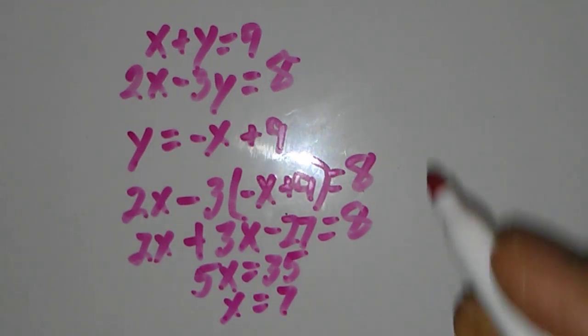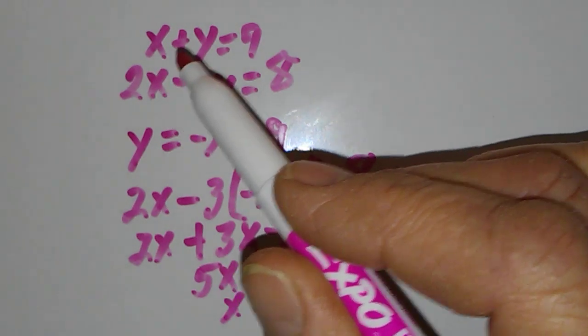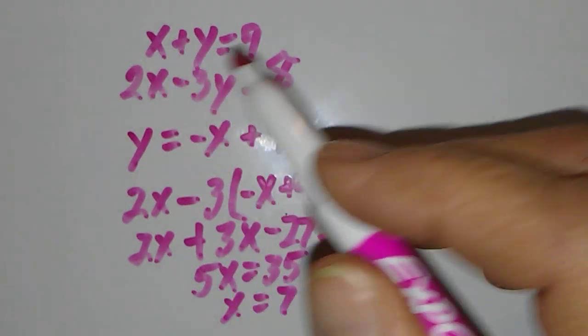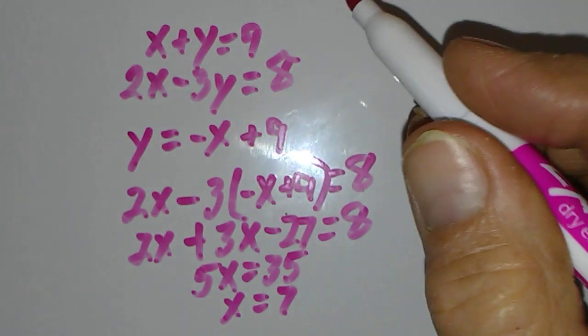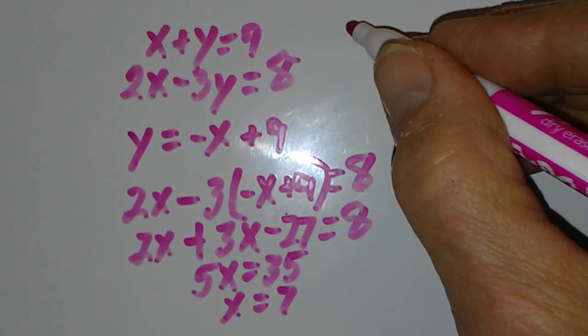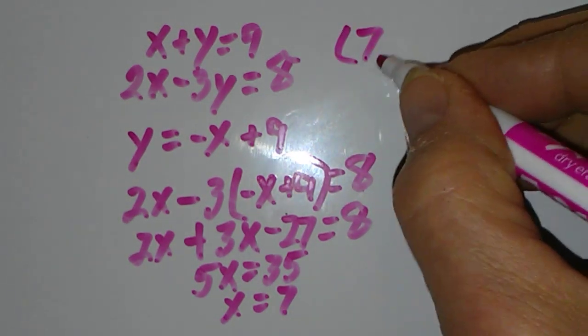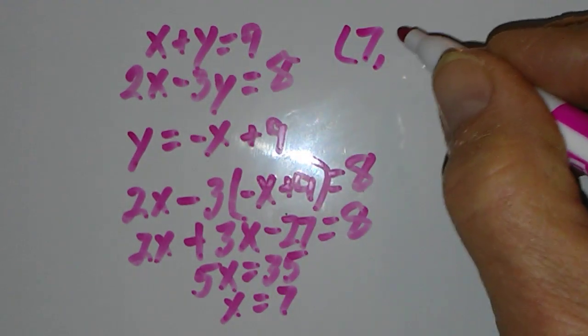Okay, there's x. What's y going to be? 7 plus y is 9. Well, you can subtract 7 from both sides. You just know y is going to be 2. So the answer would be 7 is x. 7 plus 2 is 9.